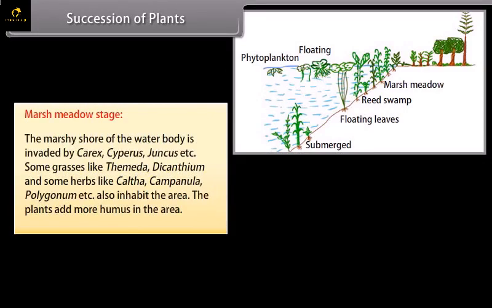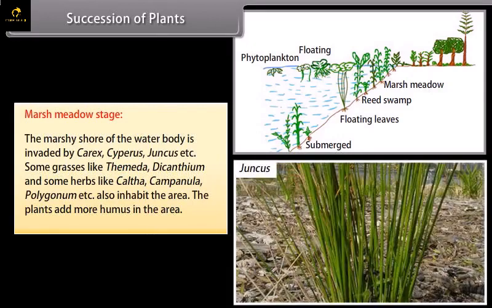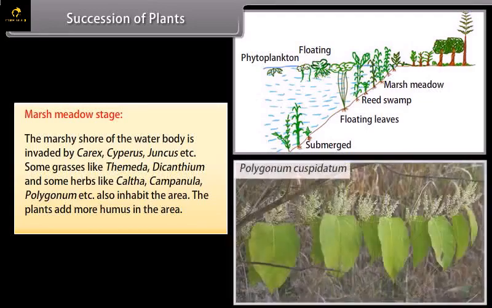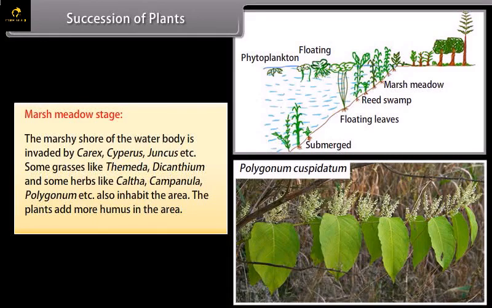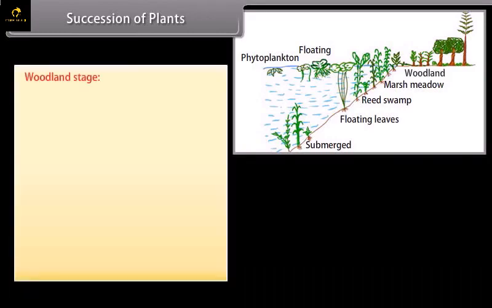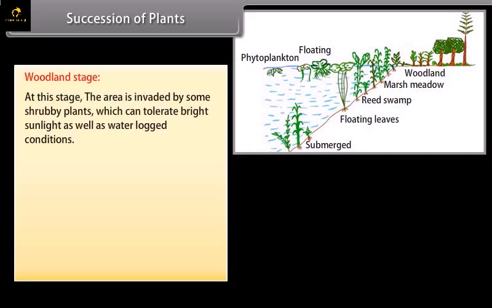Marsh meadow stage. The marshy shore of the water body is invaded by Carex, Cyperus, Juncus, etc. Some grasses like Echinochloa, Dichanthium, and some herbs like Caltha, Campanula, Polygonum, etc. also inhabit the area. The plants add more humus to the area.